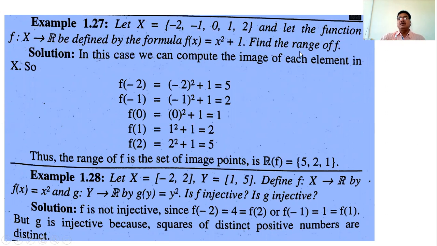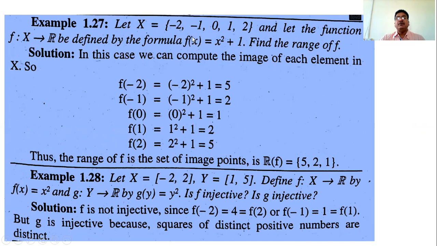That is, what is the range of the function? The range of the function is the set of all images. So first, find the image of each element of this set x. This set x contains a total of 5 elements. Now we have to find the image of each element under this function f(x) = x² + 1. So f of -2.